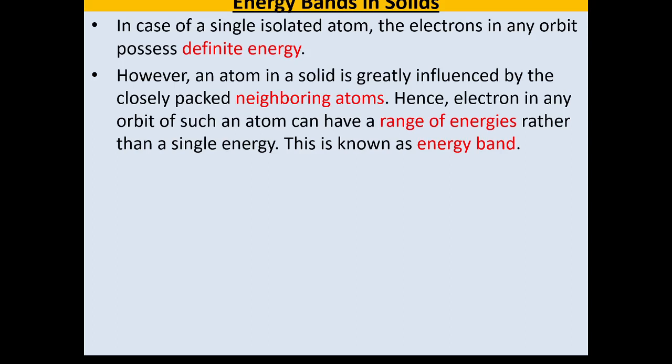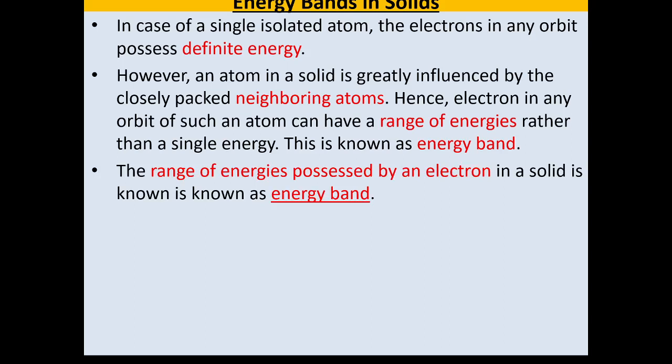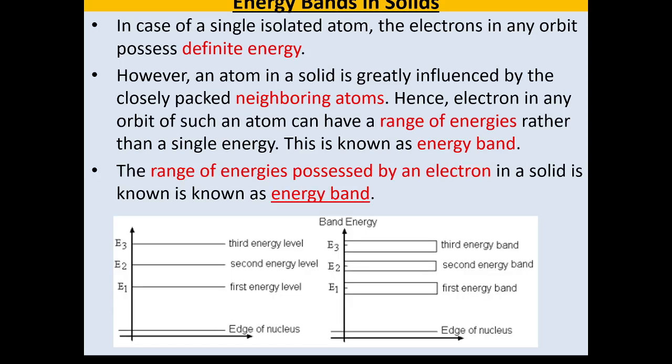Instead of a single energy, it possesses a range of energies, which is called an energy band. So the range of energy possessed by any electron in a particular orbit is called an energy band. So we have shown here various energy bands.